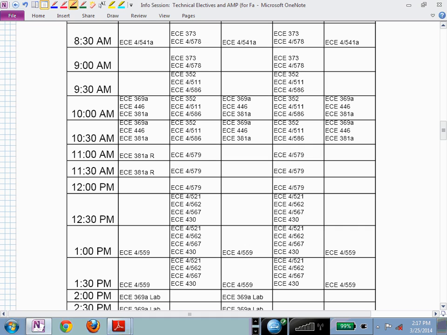And right now, I think this is accurate. But it's not consistent with what the computer is telling us. We have requests in right now to make this what we want. Meaning 381A is listed presently at 2 o'clock on Monday, Wednesday, Friday in the U of A system. We're trying to get that changed to 10 o'clock on Monday, Wednesday, Friday. So I hope this is accurate. The computer may not be. The U of A. Yes?